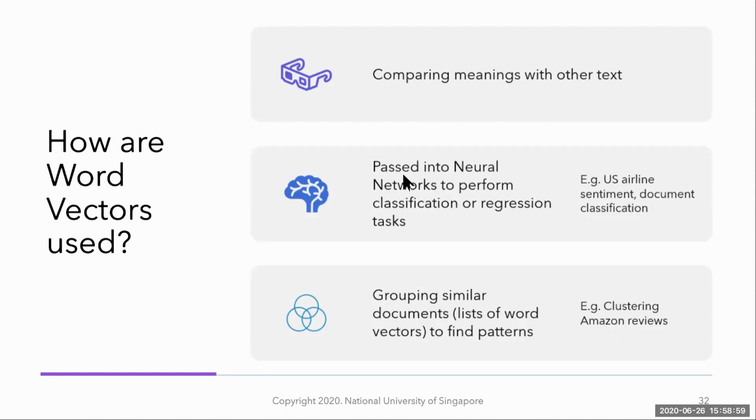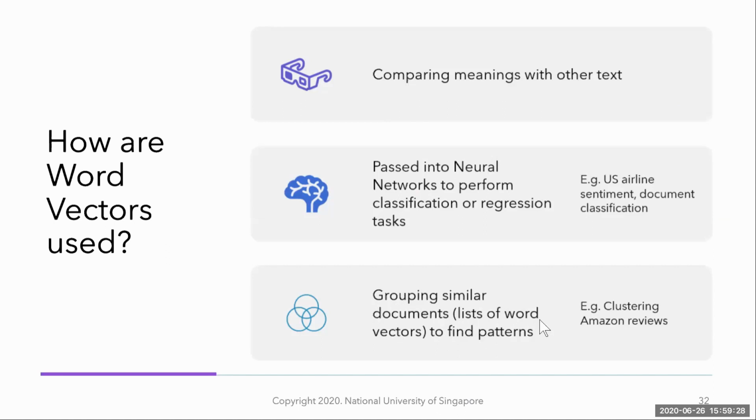You can also pass it into neural networks to perform classification or regression tasks. So for those who are familiar with machine learning, who understand what this means, basically the word vectors are just numbers you can pass into more algorithms. Okay, more algorithms, like you can do the Twitter sentiment for US airline. You can classify documents because the meanings are captured, right? You can also do clustering, which is grouping similar documents to find patterns.